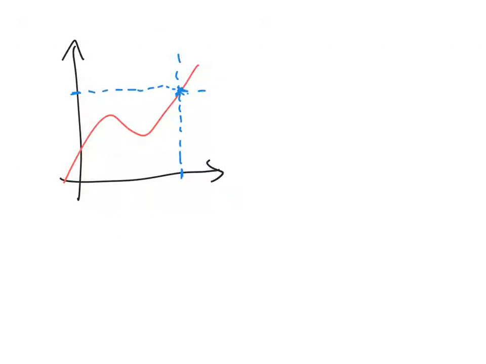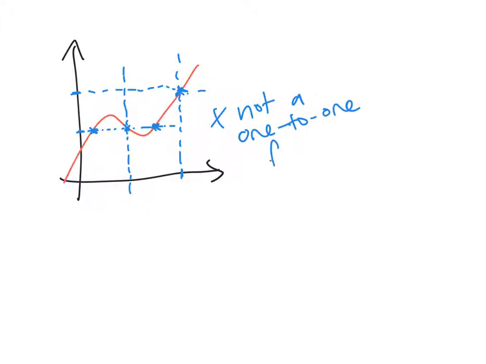However, if we come a bit further down, it passes the vertical line test. For this x value, there's only one y value. But if we look at this y value, for example, there's actually 3 possible x values. So this is not a one-to-one function.